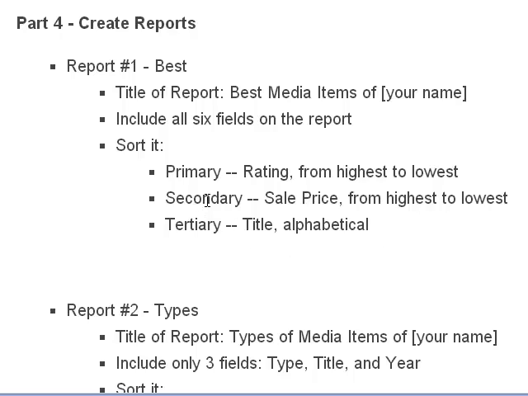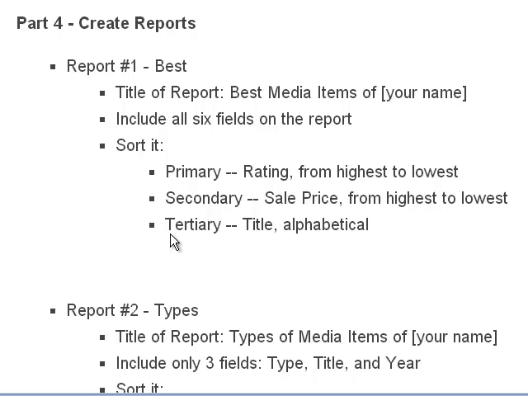Then the secondary sort, this is for ties. So that's going to be the sale price. How much would you sell it for? And so if you rated a bunch of things, say 9, you got a lot of ratings of number 9, the computer will sort those from highest to lowest. So the one that you would sell for the highest amount of money will be on the top, and the lowest amount of money will be on the bottom.